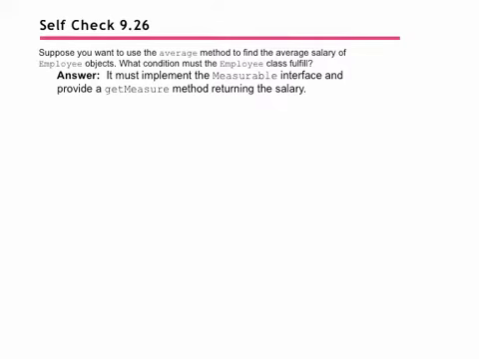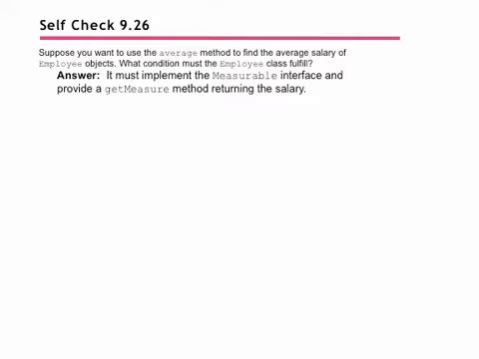So let's look at some self-checks. Suppose you want to use the average method to find the average salary of employee objects. What condition must the Employee class fulfill? Well, if we implement the Measurable interface and provide a getMeasure method, then we can return salary. We have a way to measure that employee object.